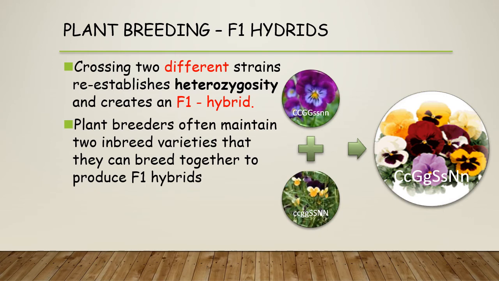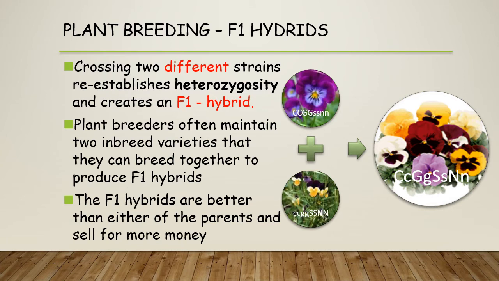Plant breeders and farmers often maintain these inbred varieties so they can breed them together to form these F1 hybrids. So in this example, pansies, breeders sell to garden centres, etc., or directly to the public. They won't sell the parents, but they will sell, obviously, the daughter or the offspring. And they are then better looking than either of the parents and sell for more money.